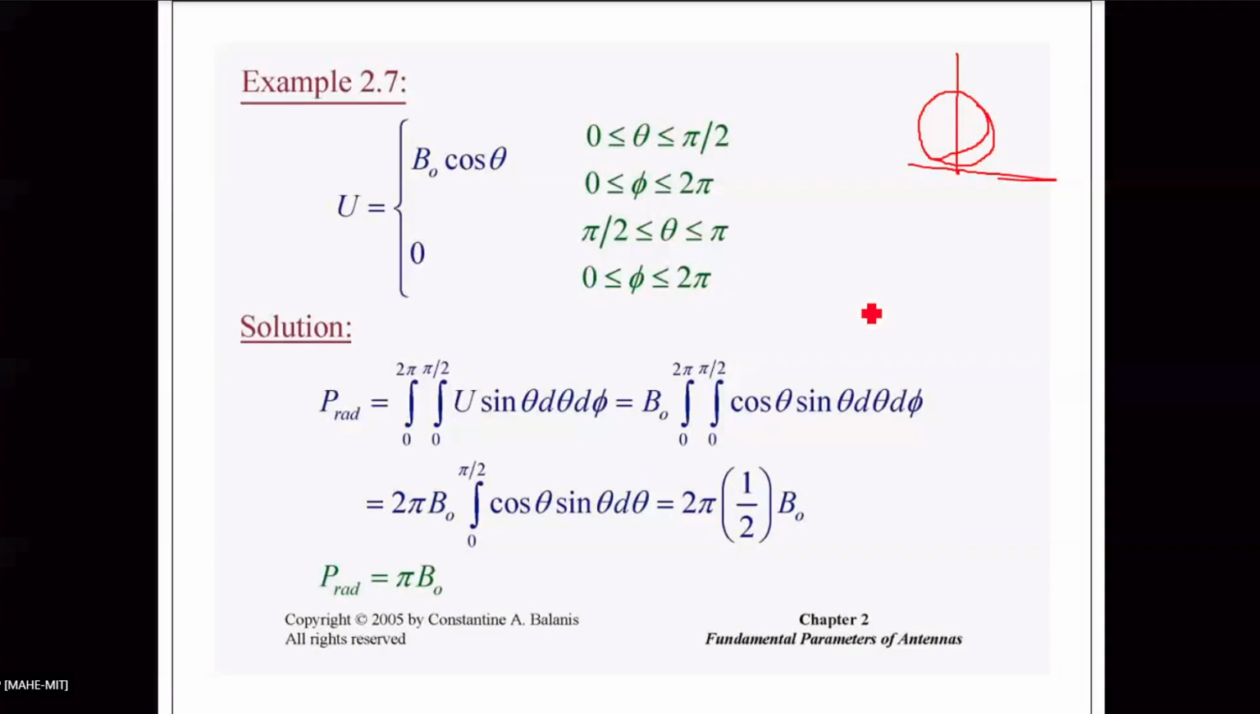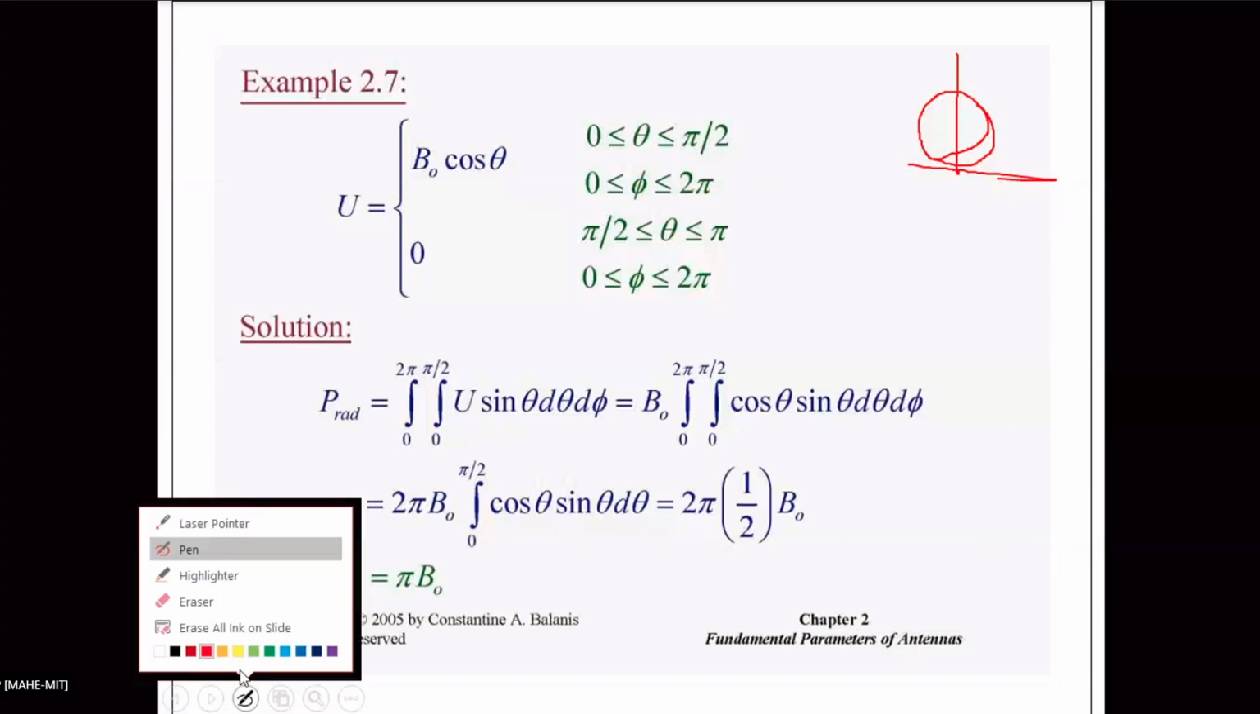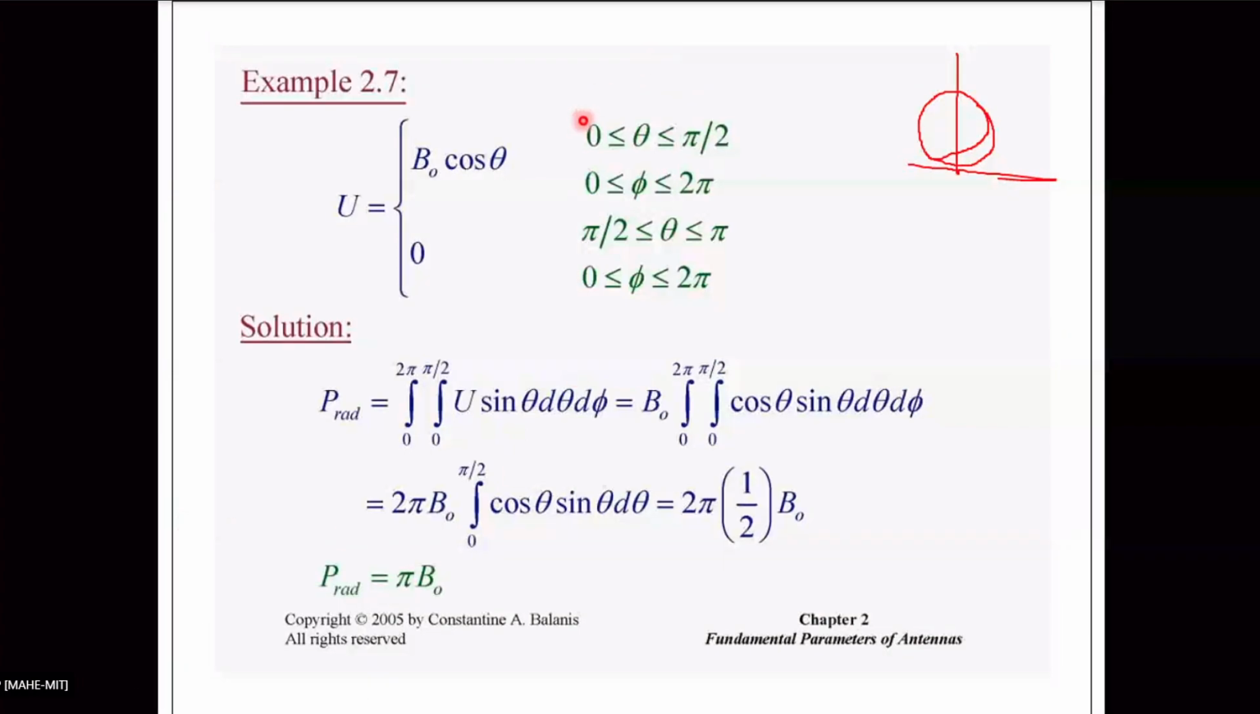Yes, sir. Okay, B naught cos theta is the pattern. Theta is equal to 0 to pi by 2. Phi varies from 0 to 2 pi. And from pi by 2 to pi, the pattern is 0. So it is like this on one side. If it were 0 to pi, then it would have been a bidirectional cosine. This is a unidirectional cosine pattern, on one side, and on the other side it is 0.